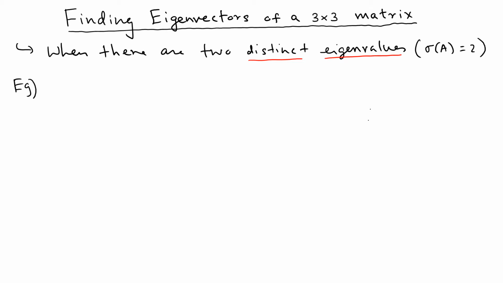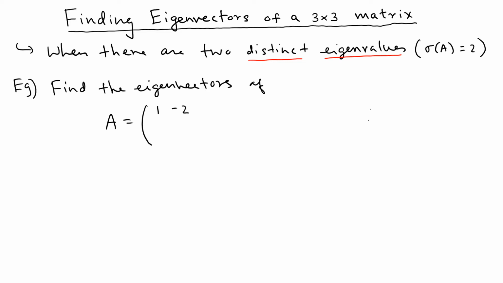Let's say find the eigenvectors of A equals [1, -2, 2], then [-2, 1, -2], and then [2, -2, 1].